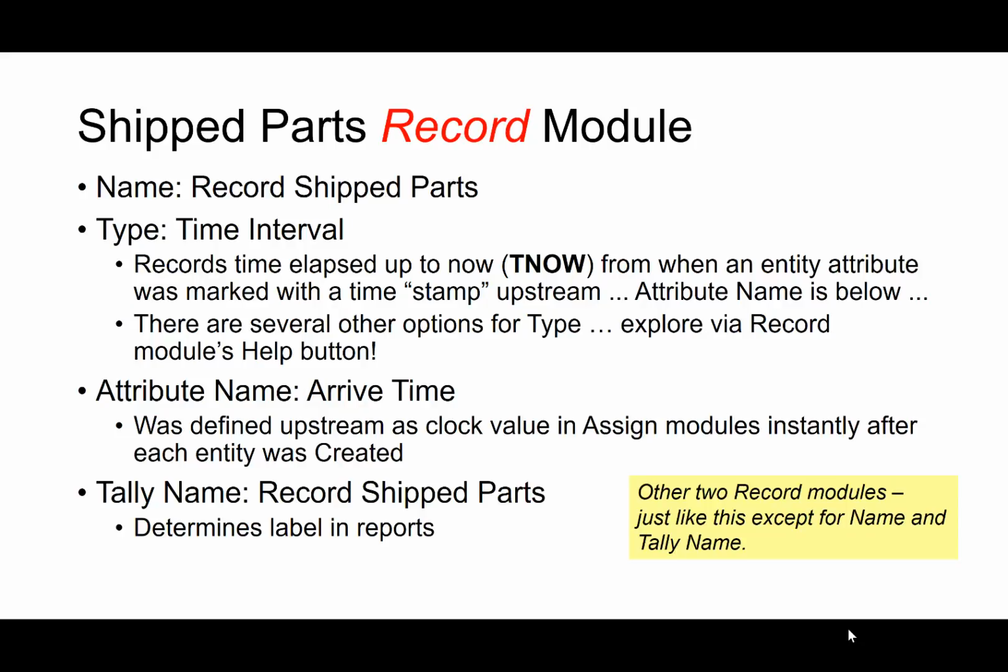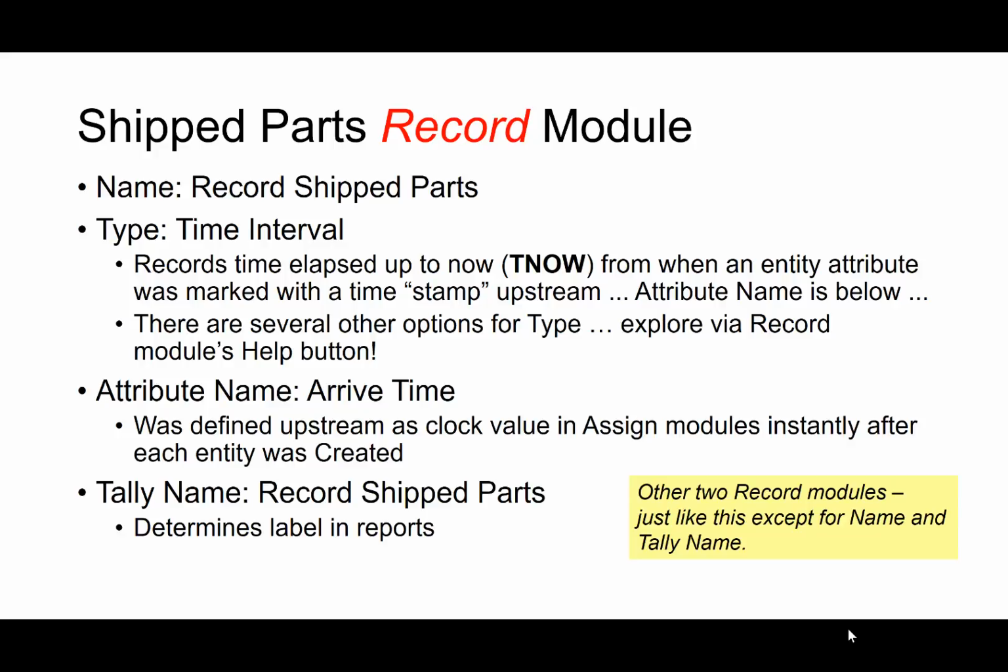Ship parts record module. So let's call this the record shipped parts, and the type will be a time interval. The record elapsed time up until now, the T now, from when an entity attribute was marked with a timestamp upstream. There are several other options for type you can explore.